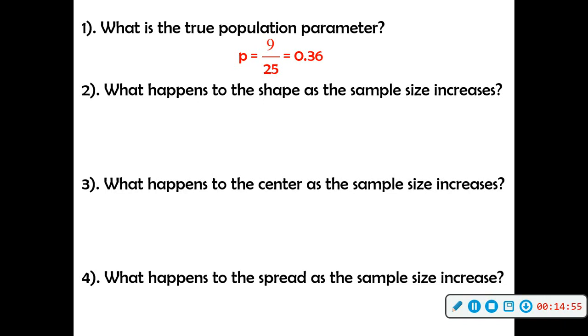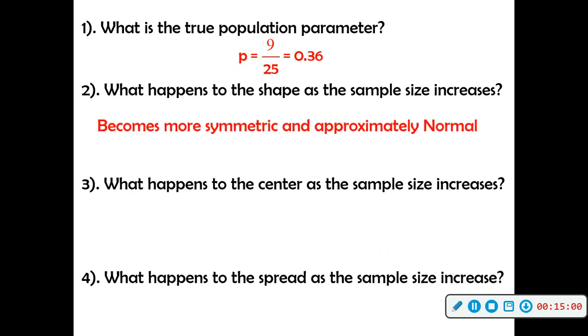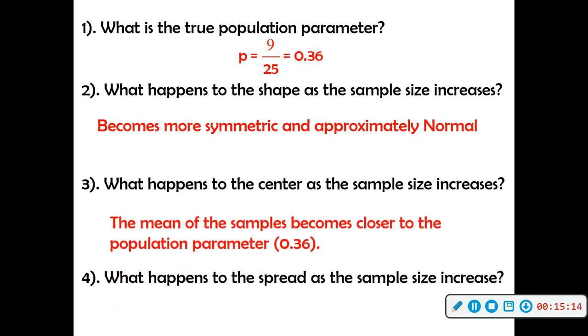As we take a larger and larger sample size, oftentimes what we will see for our sampling distribution of proportions is that it becomes more symmetric and closer to actually being normal. And hopefully you notice that yourself. Our center gets closer and closer to our actual value, and our spread also decreases as sample size increases.